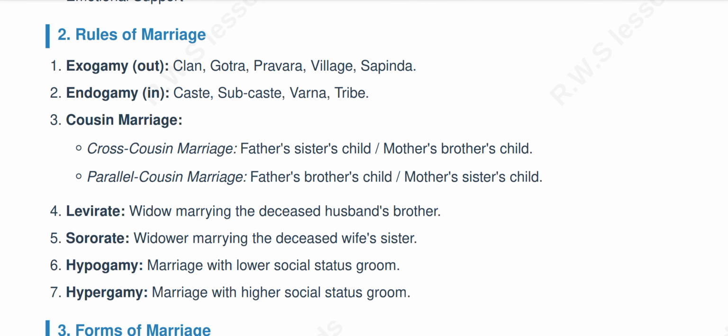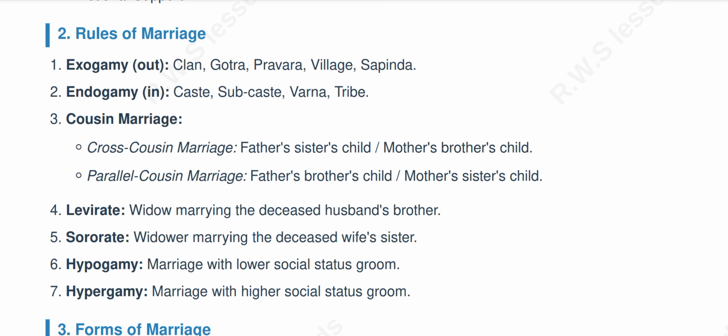Next is endogamy. This is the opposite case, like within your caste, within your tribe, within your varna. I would say it's still maintained. In some societies, we are not allowed to marry in a different caste. We are supposed to marry in the same caste, then the same tribe. So these are the examples. And also the varnas.